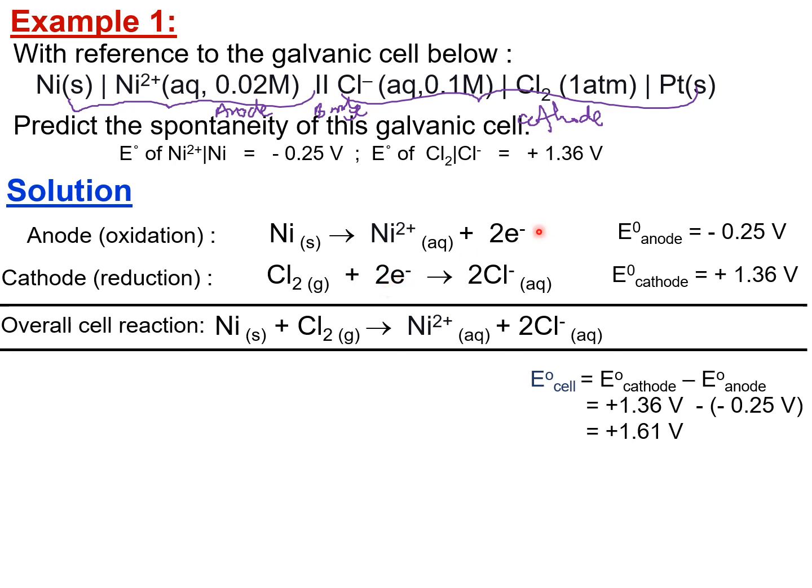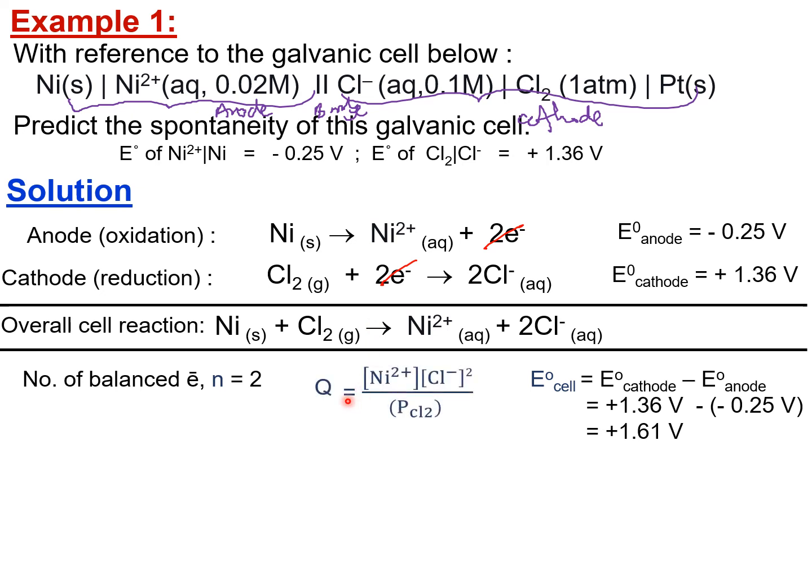Once you have balanced the number of electrons, you can cancel out the electrons. Therefore, you will get the overall cell reaction equation: nickel solid plus chlorine gas gives nickel 2 plus ion aqueous plus 2Cl minus aqueous ions. Then you find the E naught cell through this formula, E naught cathode minus E naught anode, and you will obtain the value for the standard cell potential. Next, the number of balanced electrons here is equal to 2.